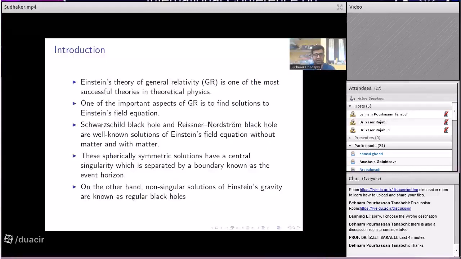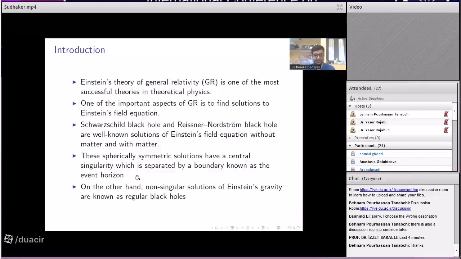So in the literature, there are two famous black hole solutions of the field equations, the Schwarzschild black hole and the Reissner-Nordström black hole. These two solutions are different in the sense that the Schwarzschild black hole solution is a vacuum solution. However, the Reissner-Nordström black hole solution is not a vacuum solution, rather it is a solution coupled with matter. Okay, and these two spherically symmetric solutions have a central singularity which is separated by a boundary known as an event horizon.